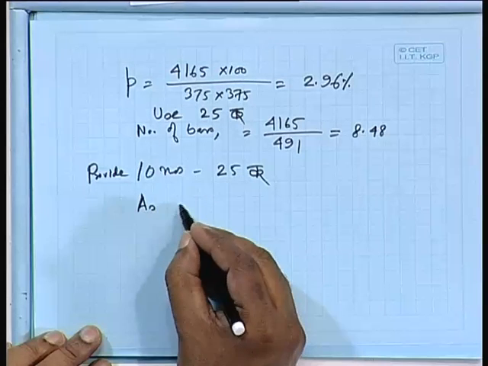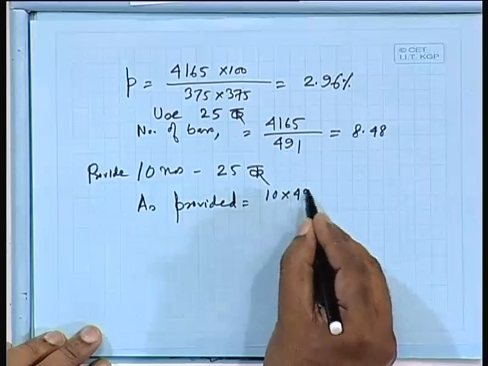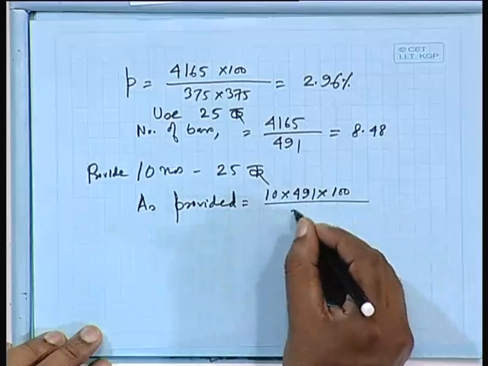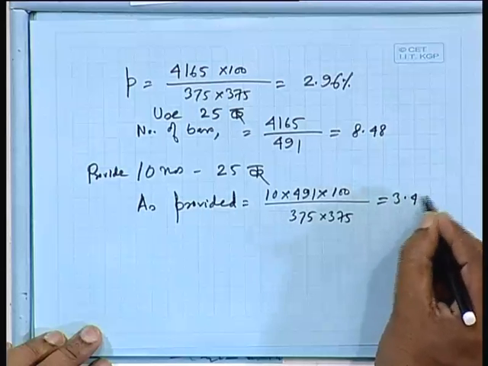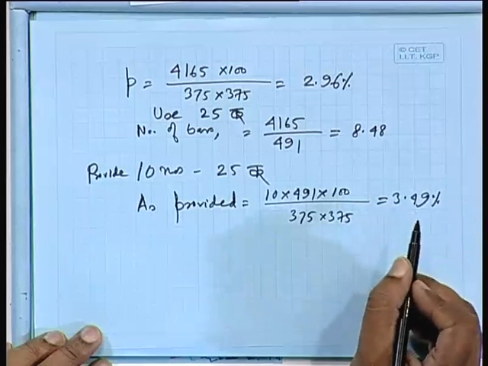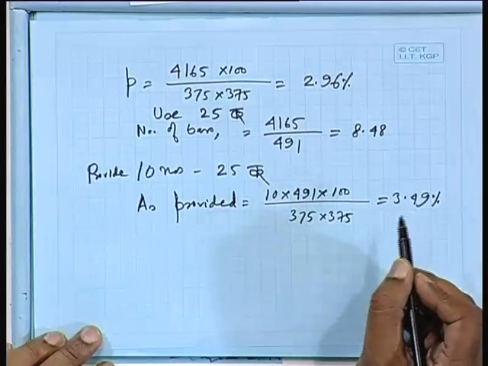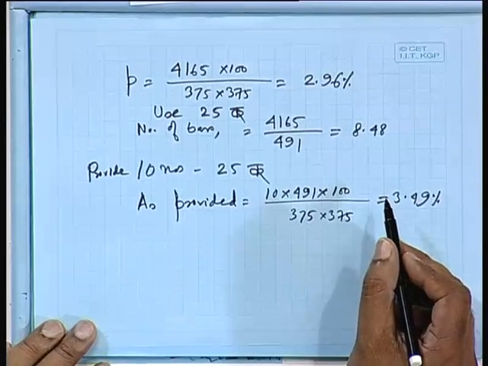So, area of steel provided equal to 10 into 491 into 100 by 375 into 375, which comes as 3.49%. Even then, though it says that it should be less than 4%, because 4% plus half of that, 2, goes to 6% with 50% lapping, in this case it is all right. But even then I prefer less than 3%, and it is a designer's choice.